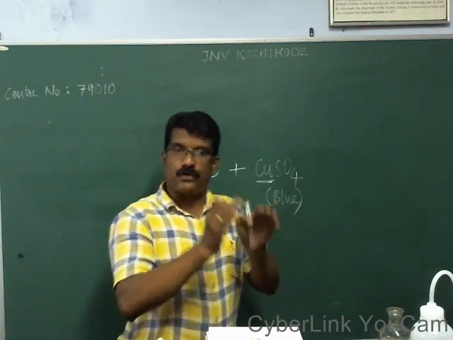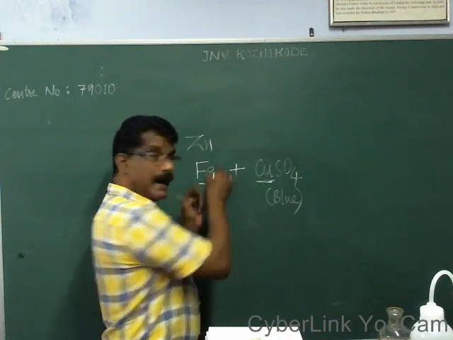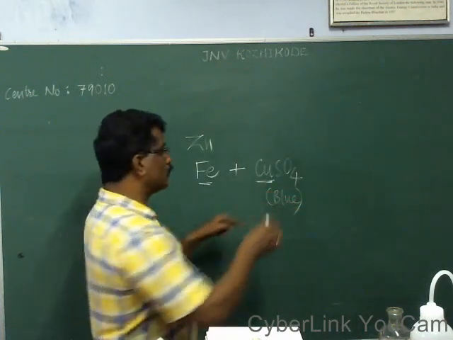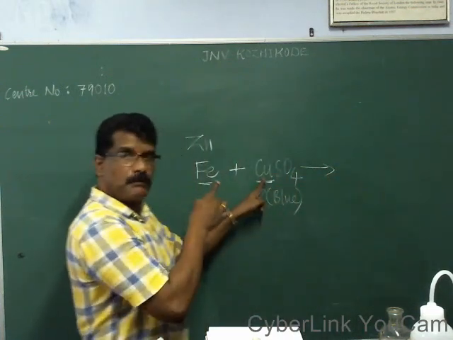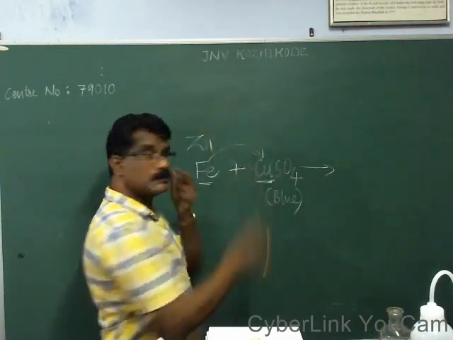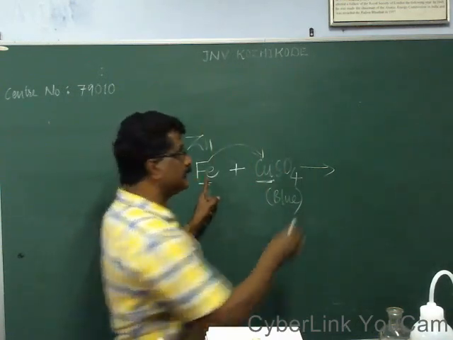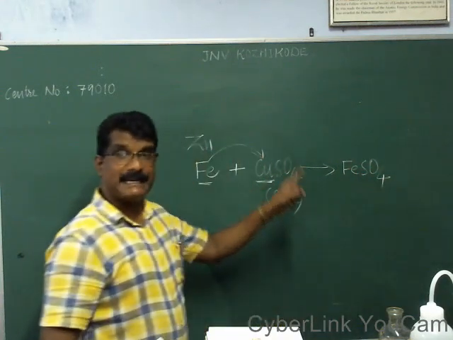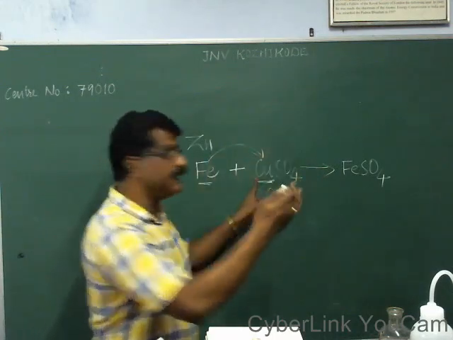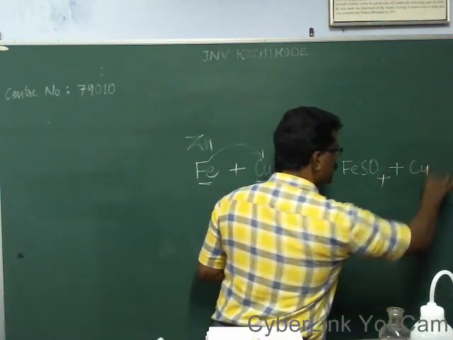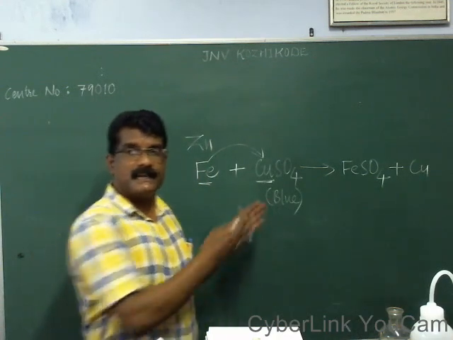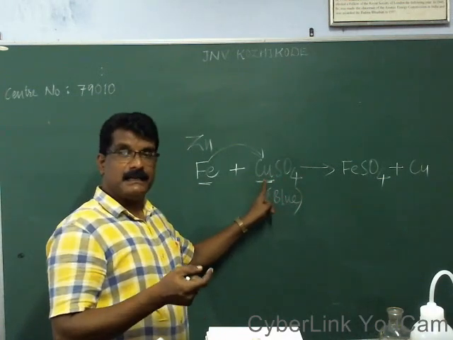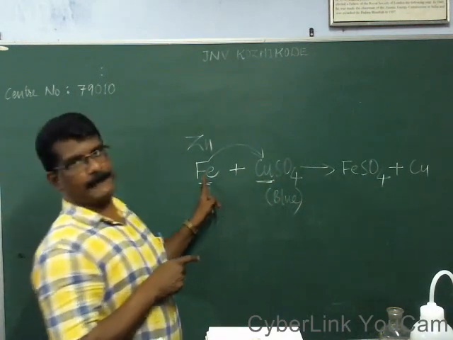So when iron reacts with copper sulfate, the copper sulfate is blue in color. The iron displaces copper from copper sulfate. At the place of copper, the iron goes and attaches. So what happens? It becomes FeSO4, iron sulfate, and the copper will be displaced, plus copper. Okay, this is called displacement reaction. You see, from copper sulfate, the copper is displaced by iron.